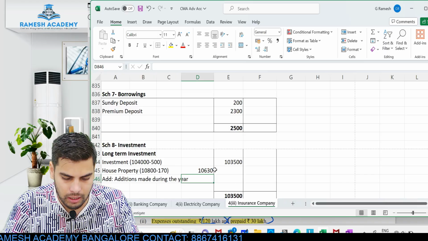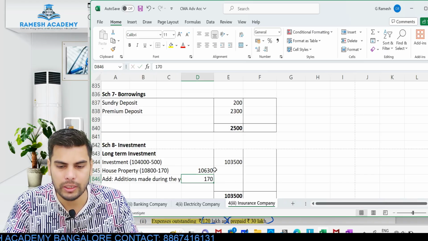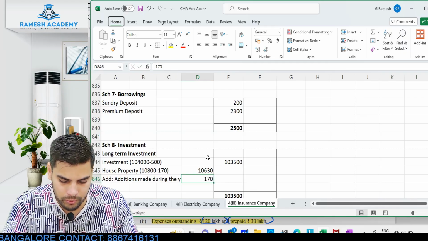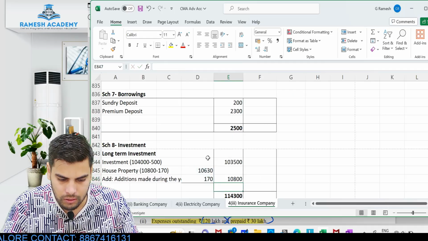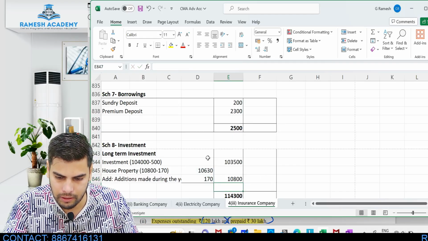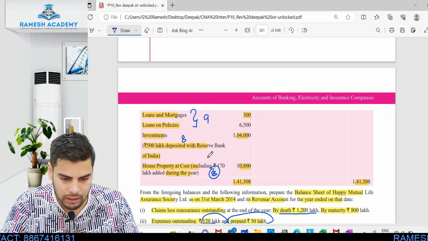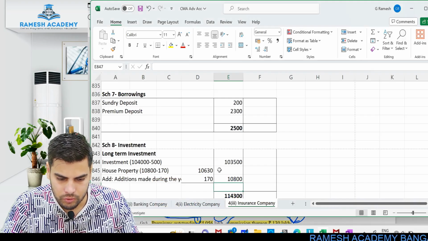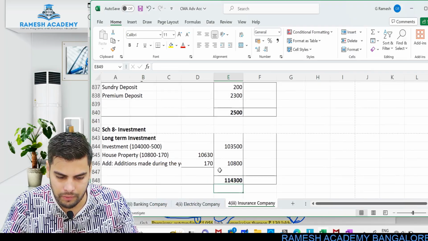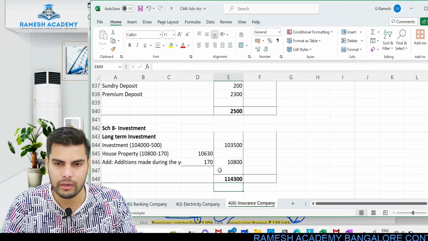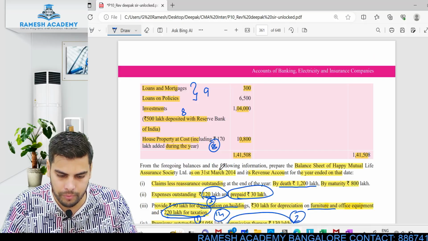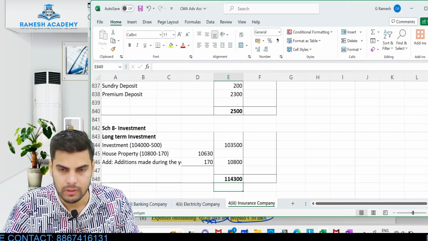So this particular amount of 170 you will have to just show it separately. Okay, so 170 is the addition which was made during the year. So what would be the total value of this? The total would still be 10,800 only. Okay, and then do we have anything else? That's all. So what would be the total of this? This would be like 1,14,300, right? So 1,14,300. Is there any other information relating to the investment, like the profit or loss which we made, or any other thing? That's all, right?